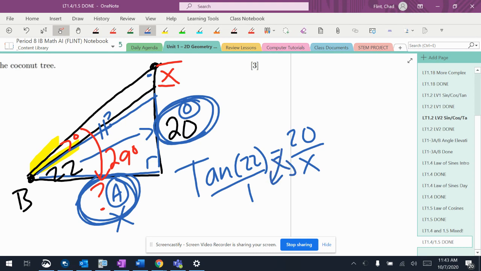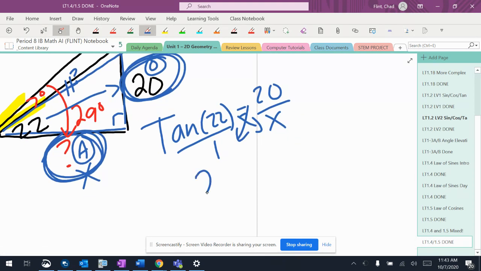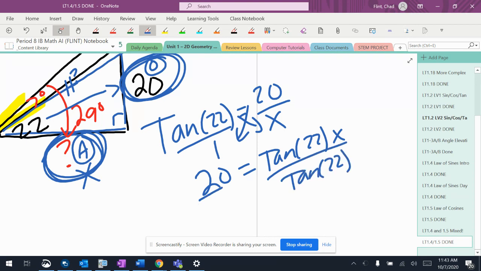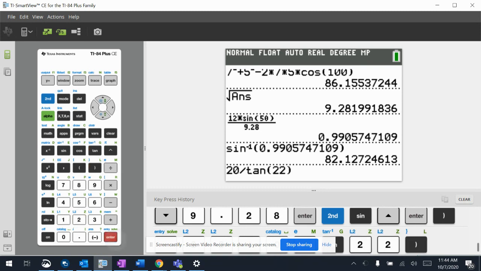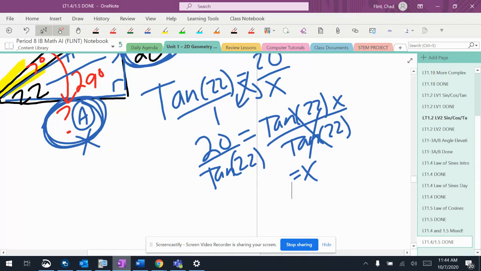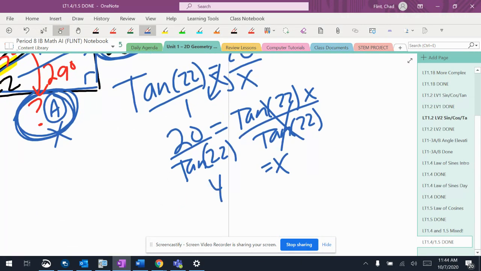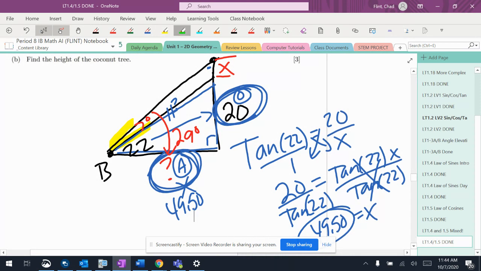I'm going to cross multiply because I'm not trying to find the angle. So it's 20 equals tan 22 times x, divided by tangent of 22. That's going to give me x equals, that's going to tell me the adjacent side down there. So 20 divided by tangent of 22 is 49.501. So 49.50. We'll round it to the hundredths place. So 49.50.